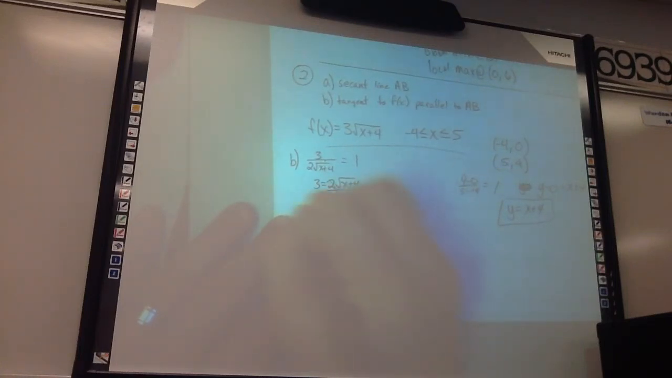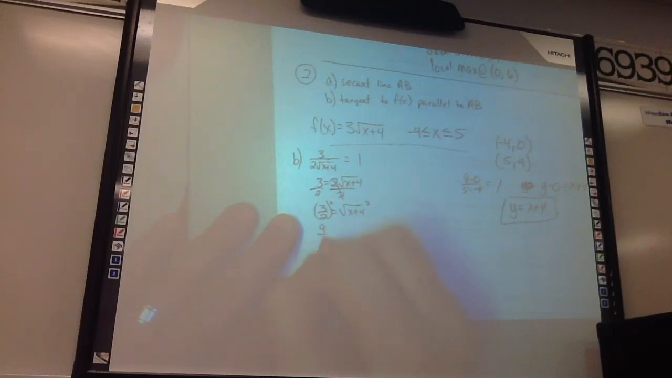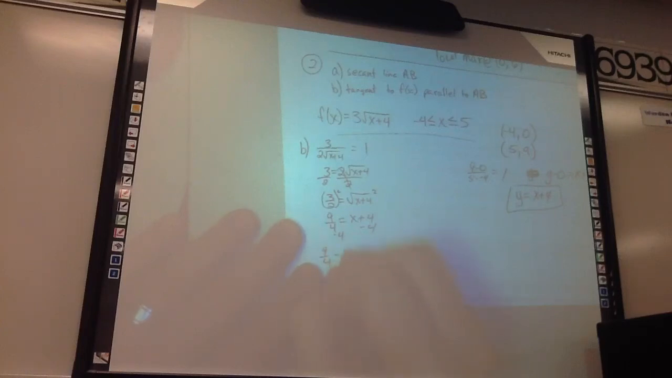If you left it as 1.5, guess what? You're not going to have a calculator, so you better know that 3/2 equals the square root of x plus 4. Square both sides. 3/2 squared is 9/4 equals x plus 4. Subtract 4. 9/4 minus 16/4 is negative 7/4, equals x.